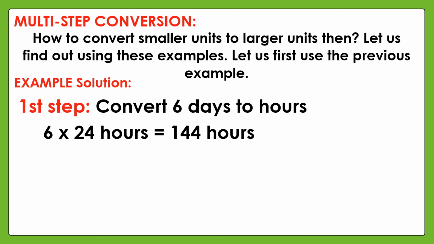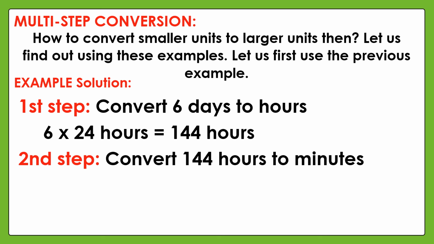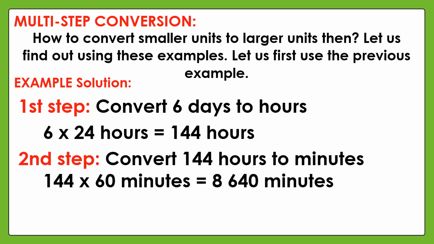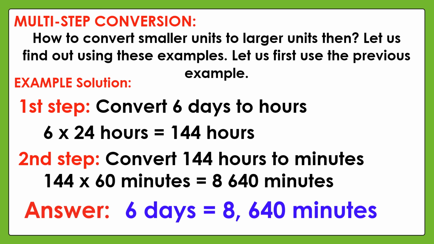144 hours. Second step, convert 144 hours to minutes. 144 times 60 is equal to 8,640 minutes. The answer: 6 days is equal to 8,640 minutes.